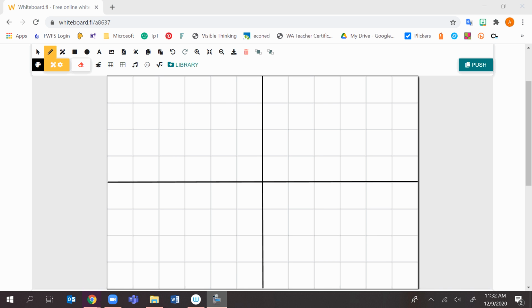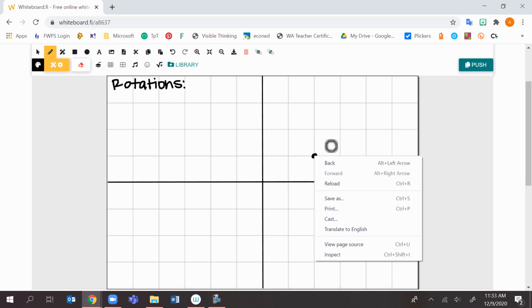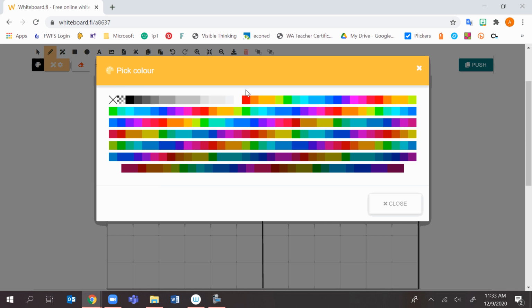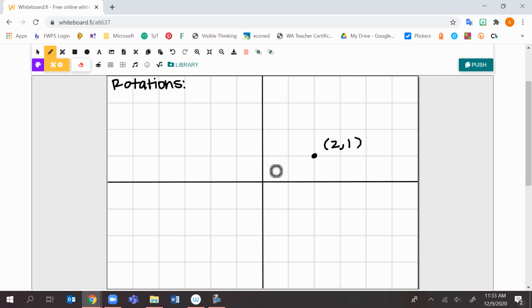So our last type of rigid motion that we have here is our rotations. So let's start off with that same point again. I'm going to use 2, 1 for rotations. 2, 1 here is my original. Now, in our Nearpod lesson, we did talk about drawing hooks in order to help us visualize better how to rotate. So I'm going to go ahead and do that and choose a different color here to visualize that hook.